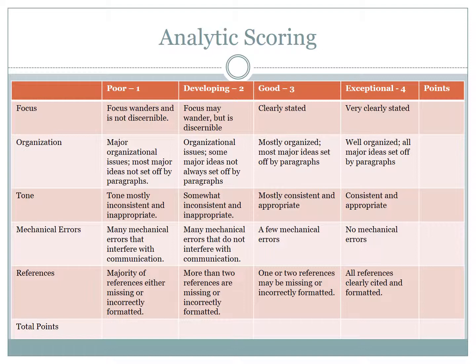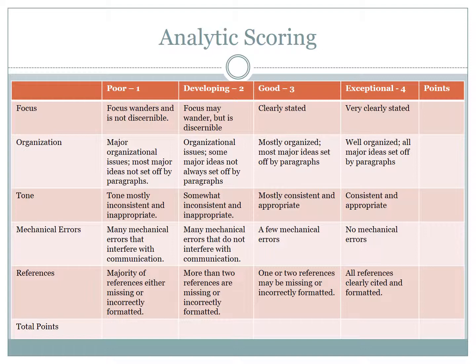What I do when I score this way is I add up all the points. So let's say the student got a 4 on focus and a 3 on organization, that's 7, and a 4 on tone, that's 11, and a 4 on mechanics, that's 15, and a 3 on references, that's 18. So they got 18 out of 20 points. If they were to get exceptionals on everything, it would be 20 points, 4 plus 4 plus 4 plus 4 plus 4. So they got an 18 out of 20 points. That would be a 90%.